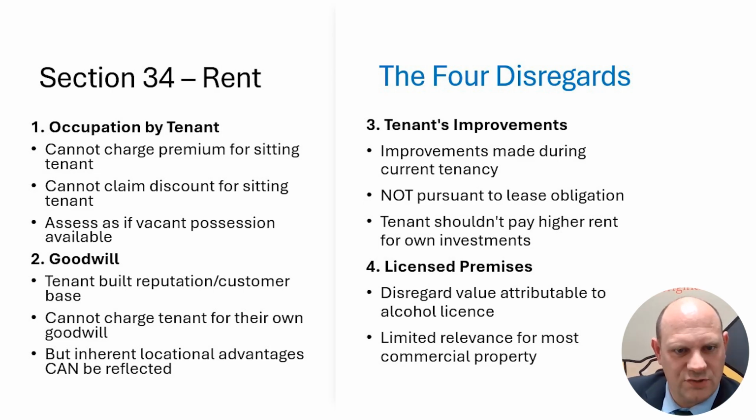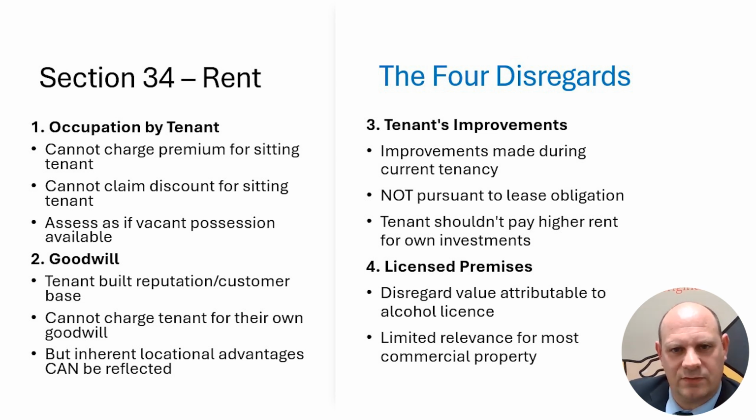The third disregard is tenant improvements. The third disregard is any effect on rent of any improvement carried out by a person who at the time it was carried out was the tenant, but only if it was carried out otherwise than pursuant to an obligation to his immediate landlord. Now, this disregard means that improvements made by the tenant during the current tenancy, provided they were not required by the lease, must be disregarded when assessing the rent.